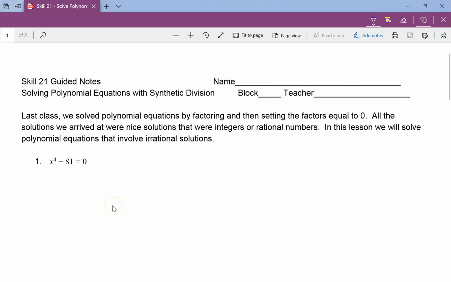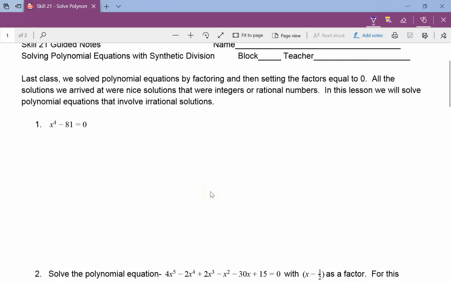Skill 21 is all about solving polynomial equations using synthetic division. Last class we solved polynomial equations by factoring and setting the factors equal to 0. All the solutions we arrived at were nice solutions that were integers or rational numbers. In this lesson, you will solve polynomial equations that could involve irrational solutions. So I want to remind us of how to do something like that.